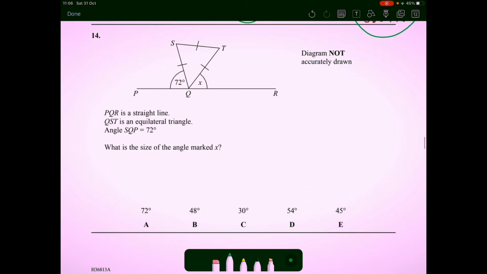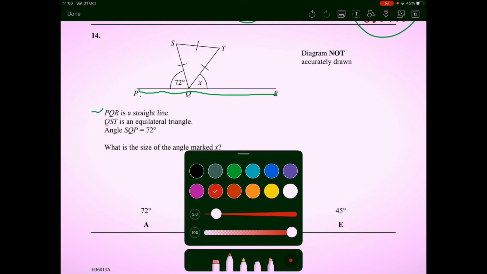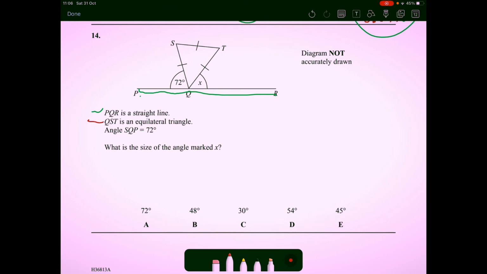Okay, question 14. PQR is a straight line. That's from there to there. QST is an equilateral triangle. I'll do a bit of colour coding. So QST goes from there to there, down to there. Is an equilateral triangle. Angle SQP is 72.